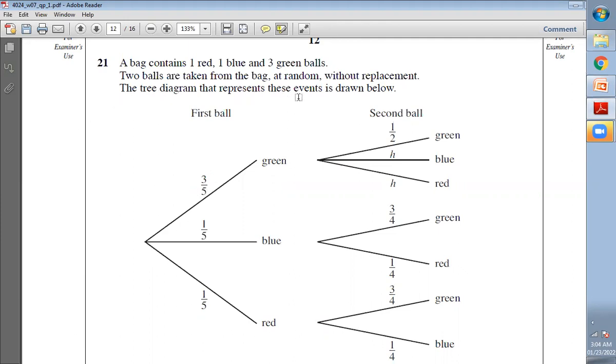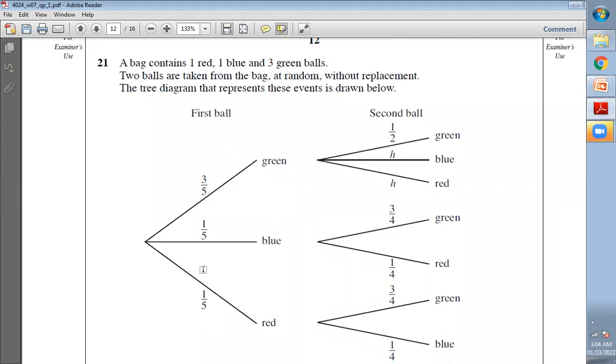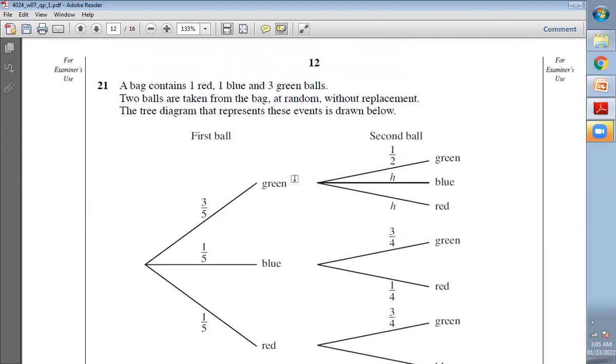So the tree diagram that represents these events is drawn below. There are 3 green balls, 1 blue ball and 1 red ball. So the probability at the first pick of the green will be 3 by 5, then 1 by 5, 1 by 5. Then on the second pick, one green ball is already out. So the probability of the green ball will be 2 by 4, and that will be 1 by 2. The blue ball, there is only one blue ball, and you have just taken out a green ball. So the probability that a blue ball will come out will be 1 divided by 4. It says write down the value of the age. So the value of the age will be 1 divided by 4.